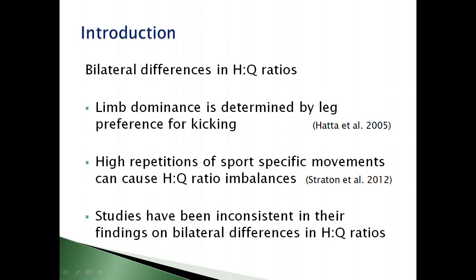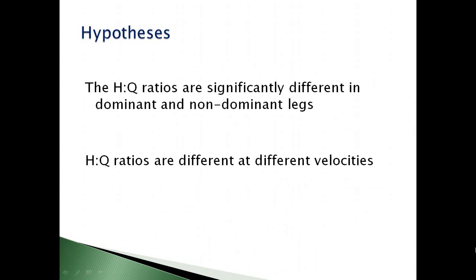Previous studies have been inconsistent in their findings on the bilateral differences in HQ ratios, with differences found both within and between sports and training backgrounds. Further investigation is needed into the bilateral difference in HQ ratios. Therefore, the purpose of this study is to test the difference between dominant and non-dominant limbs in the HQ ratio at various angular velocities. The hypotheses are that the HQ ratios will be significantly different in dominant and non-dominant legs, and that HQ ratios are different at different velocities.